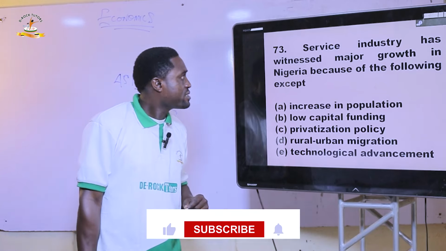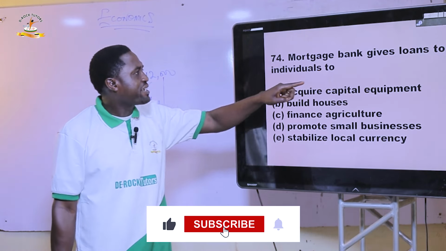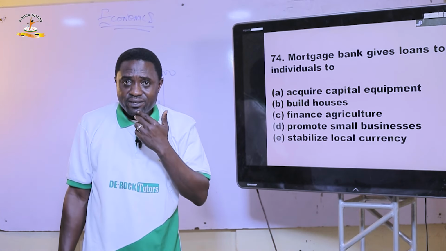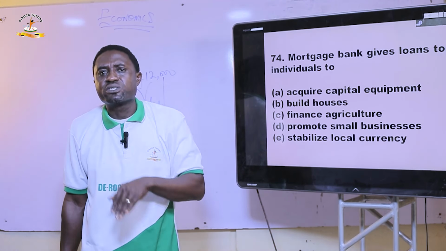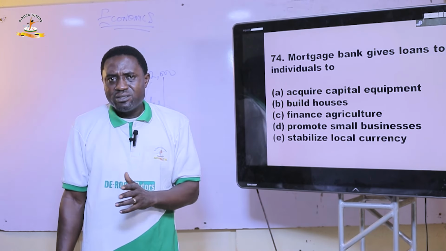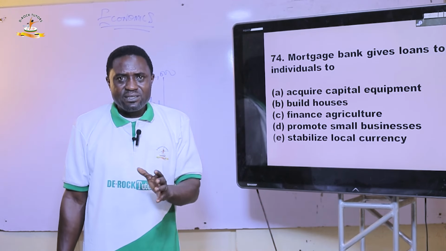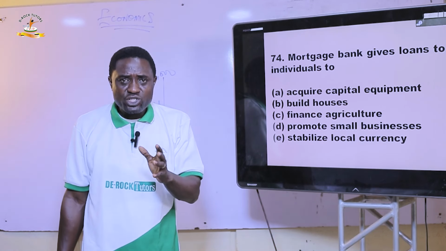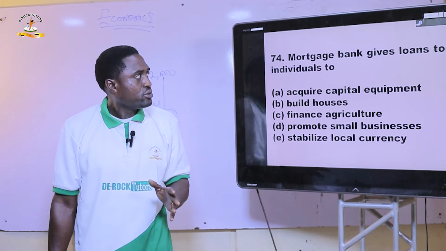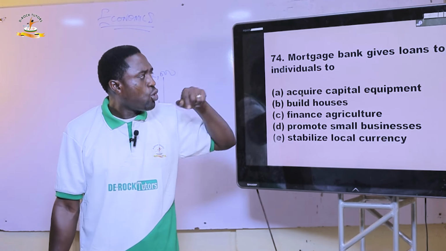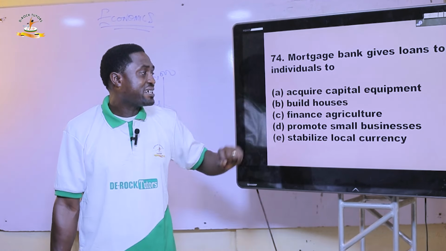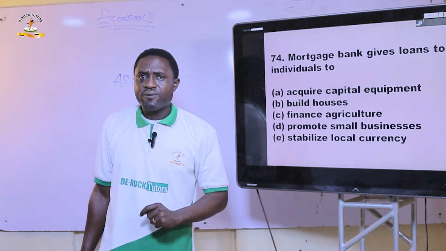The next question, 74. Mortgage bank gives loans to individuals to what? Anywhere you hear mortgage, it's building. They will give you money to build. In advanced countries, people get mortgage to build. Mortgage banks are specifically established to give out loans to build. You understand? So mortgage bank gives loans to individuals to acquire capital, build houses, finance agriculture. The perfect answer is build houses.